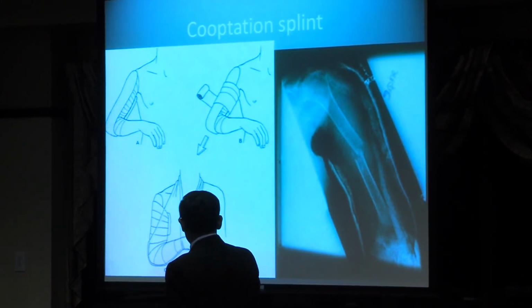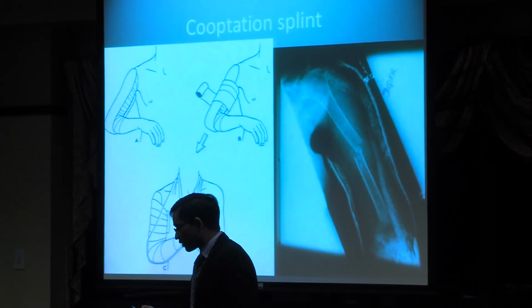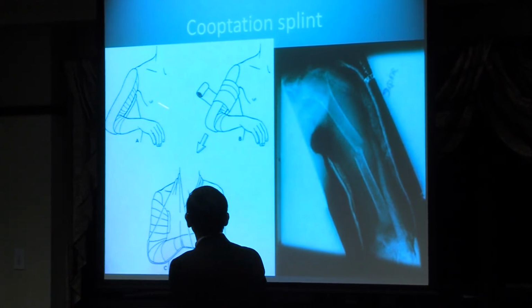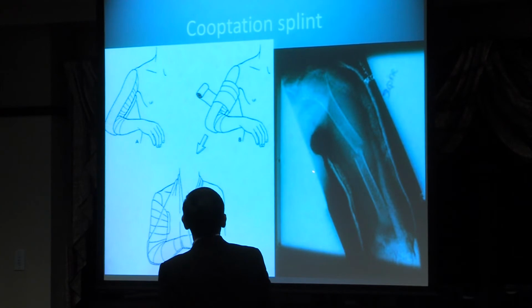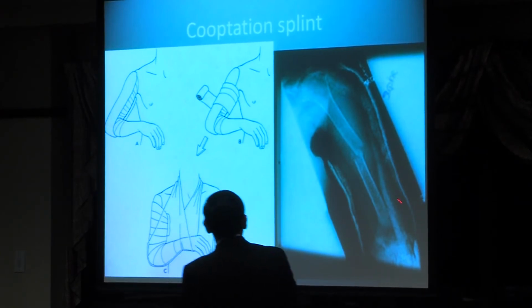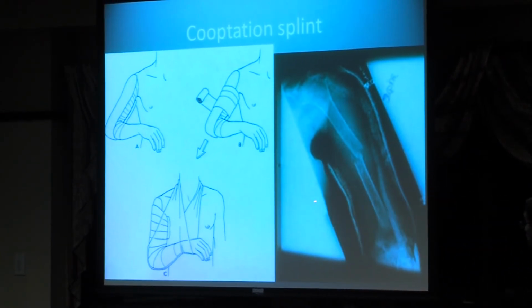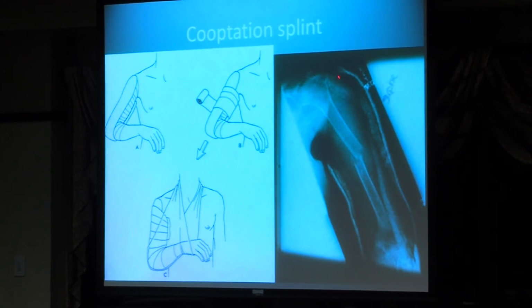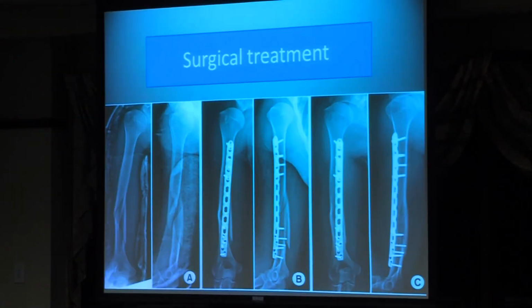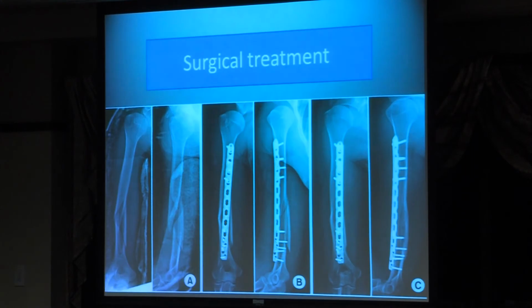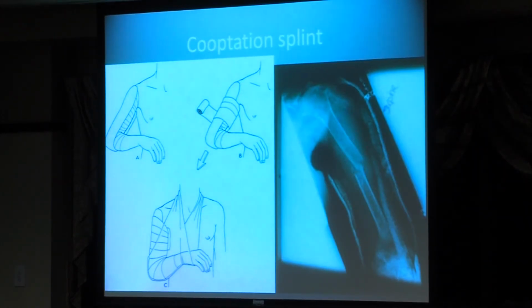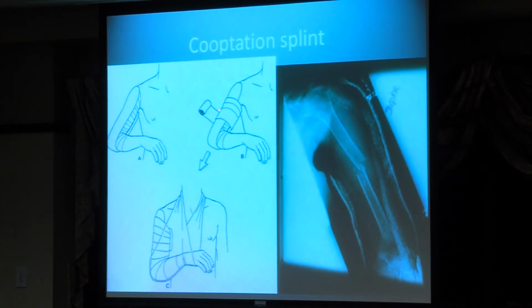The splint that is applied for humerus shaft fractures is called the coaptation splint. That is a splint which starts here, goes around the elbow and all the way up to the shoulder here. I'll show you in this view. See here. It starts here, goes all the way around, and then a sling for comfort.